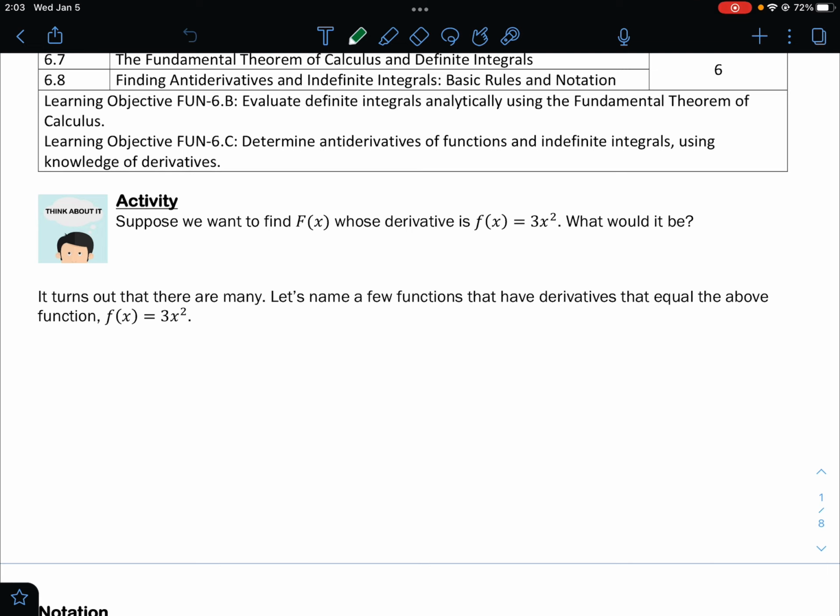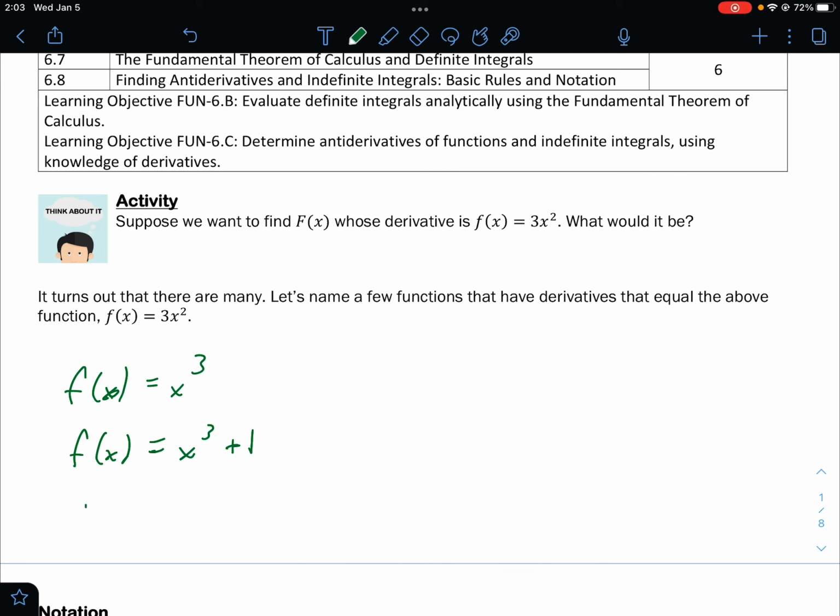What if we wanted to find F of x, whose derivative is a little f of x equals 3x squared? What would it be? Well, there's not one answer to this. There's actually infinitely many correct answers. So let's write down a few that would work. So maybe F of x would be x cubed, right? Because the derivative of that would be 3x squared. Maybe F of x would be x cubed plus 1, because the derivative of 1 would be 0.